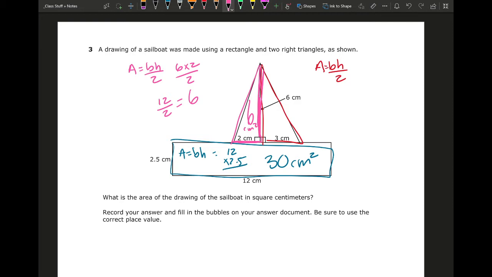And then we do the same thing for the red one, the other right triangle. In this case, it's gonna be 6 times 3, divided by 2. So this is 18 divided by 2, which is 9 centimeters square.